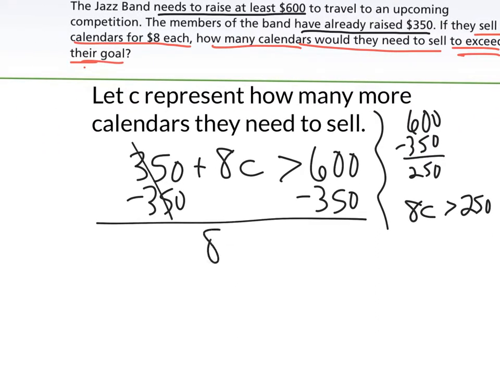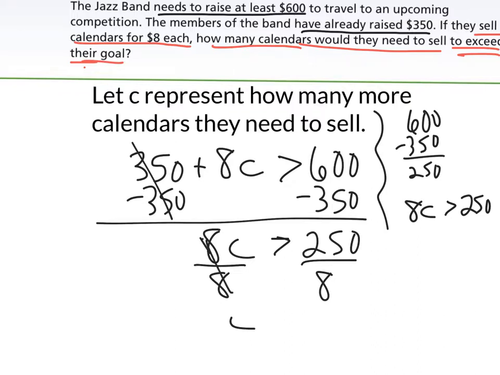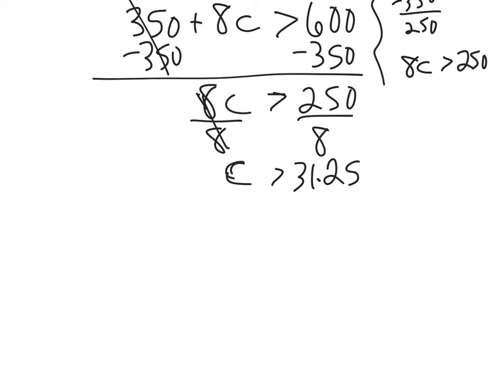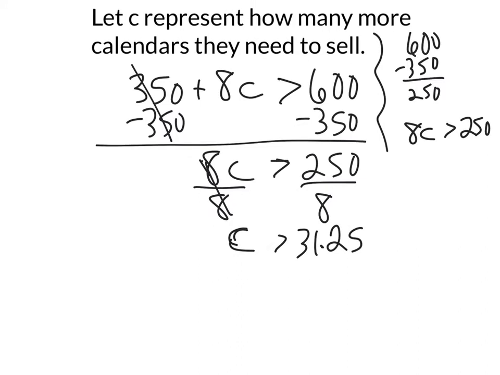So you subtract, it would be 250, and then we need to divide by 8. When you divide that out, it would be 31 and 25 hundredths. If you were dividing that out by hand, we had a good observation here. If you were dividing that out by hand and you got 31 point something, you technically could stop at that point. You know you're going to have to sell the next number. You're going to have to sell 32 or more calendars.